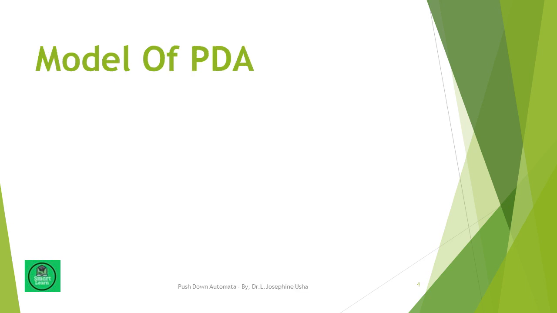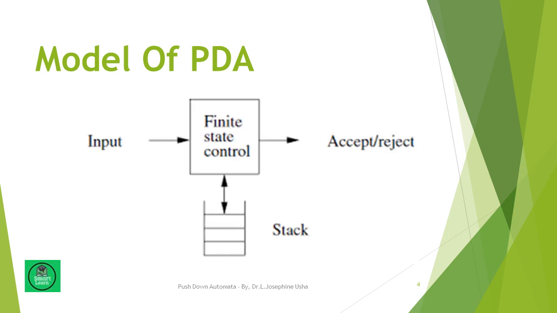Next you see the model of a pushdown automata. If you see the model, it has a finite state control. Then we have two things. First we have an input tape. In addition to the input tape, it has one more extra memory called stack. For any transition, it depends on the input as well as the stack content. Based on that, it will either accept the input or reject the input. So this is the model of a pushdown automata.